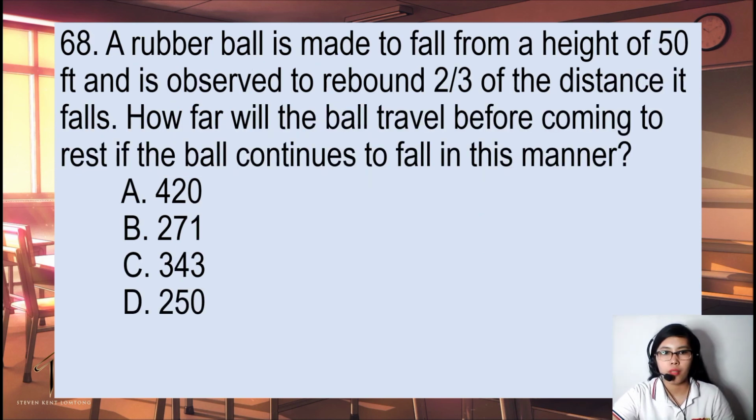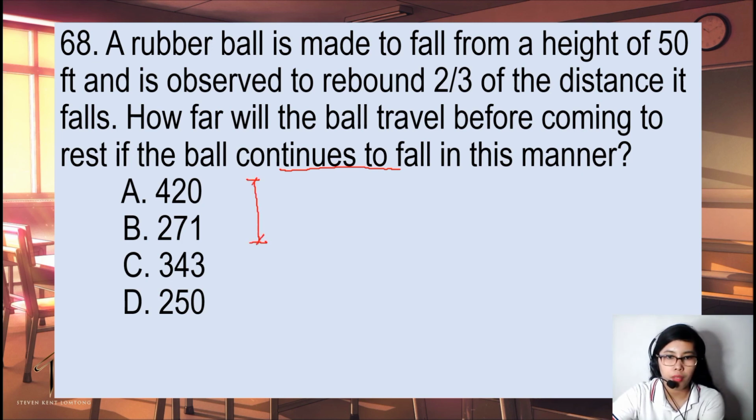Okay, a rubber ball is made to fall from a height of 50 feet and is observed to rebound 2/3 of the distance it falls. So, how far will the ball travel before coming to rest if the ball continues to fall in this manner? So, this is an example of an infinite geometric series. Okay, so if we try to visualize this problem, there is a height of 50.